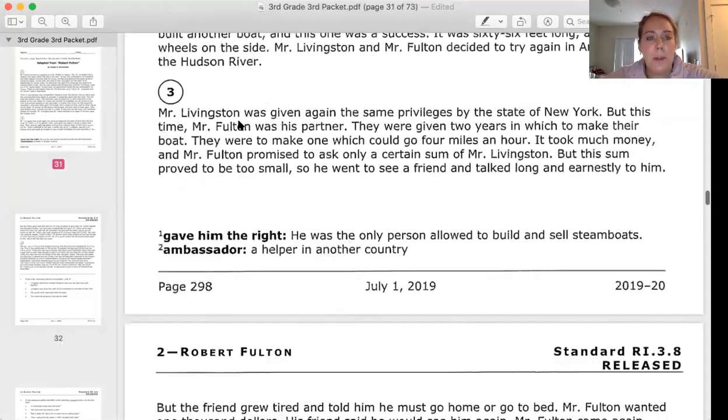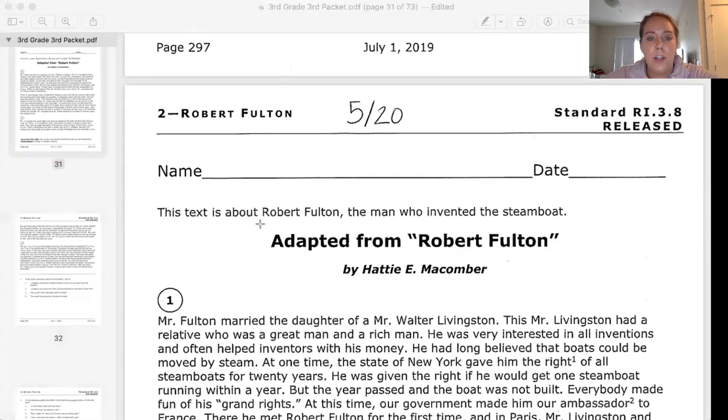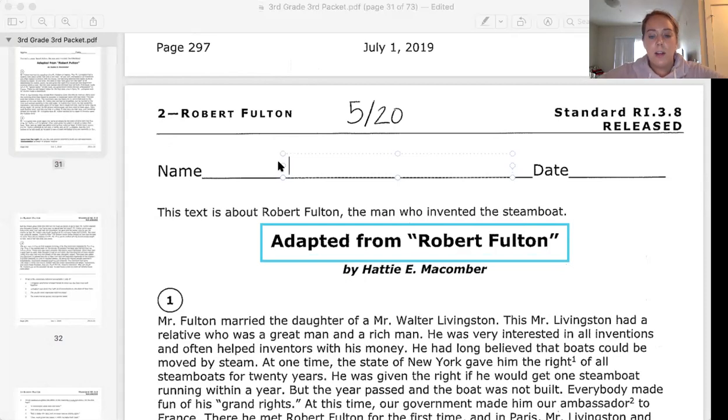So let's go back up to paragraph 1 on our text. Again, I said this was nonfiction. I know because it's telling me the text is about Robert Fulton, the man who invented the steamboat. So I'm going to box. I know it's nonfiction, and I'm going to ask myself how steamboats were invented. Okay, again, you don't have to have the same exact question as I do, but you do have to have a question that is relevant and connected to the text.